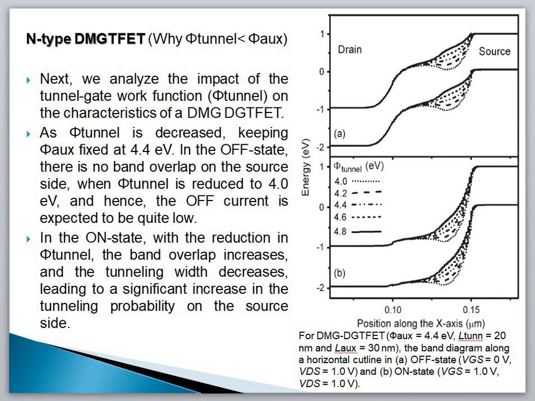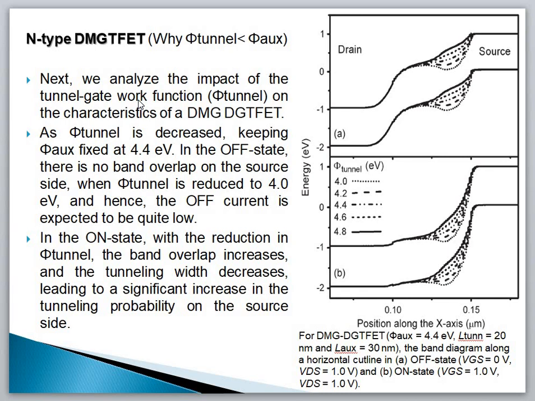Next, I will explain why the tunneling gate work function is less than the auxiliary gate work function. First, I have explained why we have taken the higher value. Next, I will explain why the tunneling gate work function is lower as compared to the auxiliary gate work function, in which we have fixed the value of the auxiliary gate work function at approximately 4.0 electron volt, and I am changing the tunneling gate work function value. Again, the above figure shows when the device is in off state, and the lower figure shows when the device is in on state.